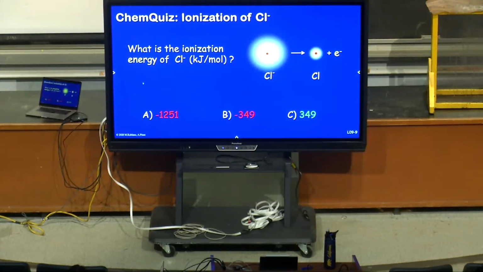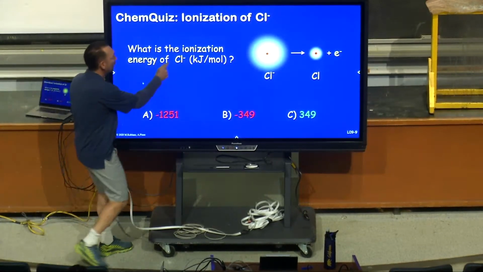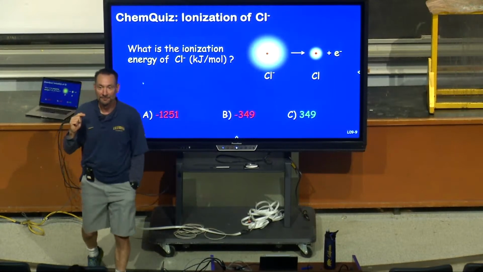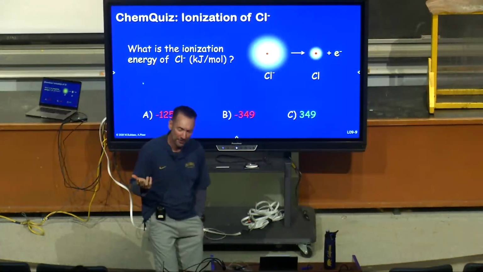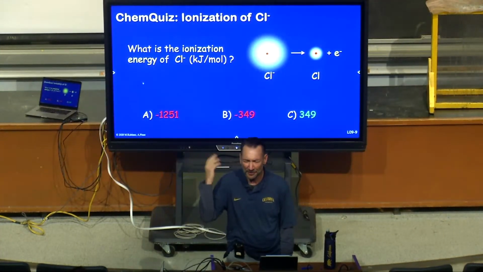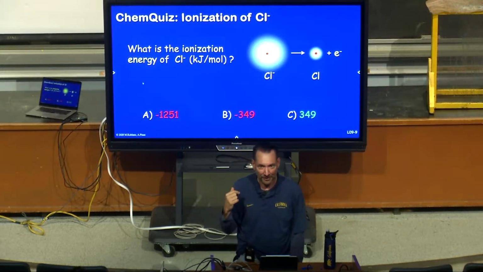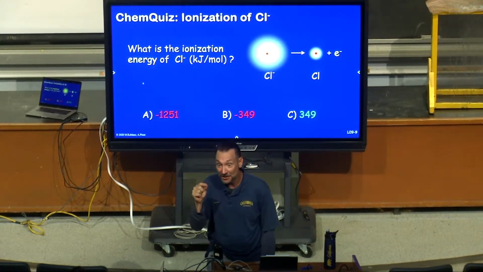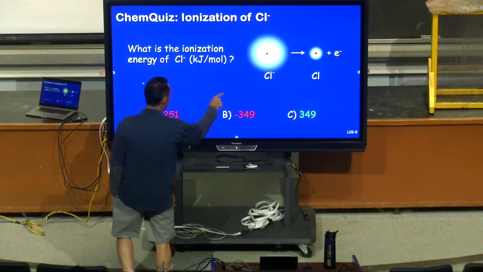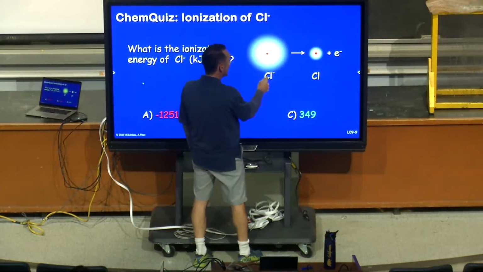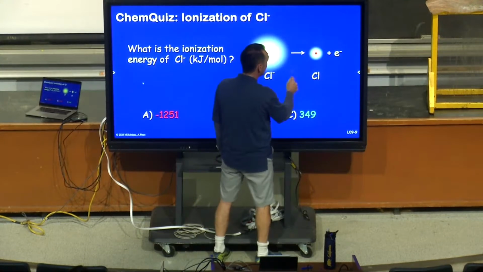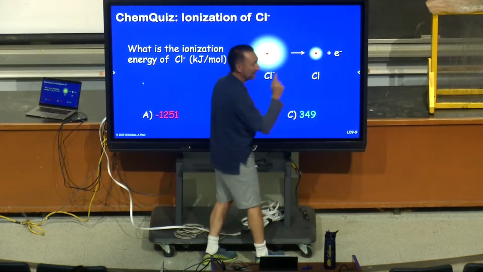Let's just talk through this one together. What is the ionization energy of chloride minus? This is a fantastic exam question. Oh, maybe we'll put it on there. Why is this such a good exam question? I'm asking you the ionization energy of chlorine minus. There it is. Cl minus goes to Cl and an electron.